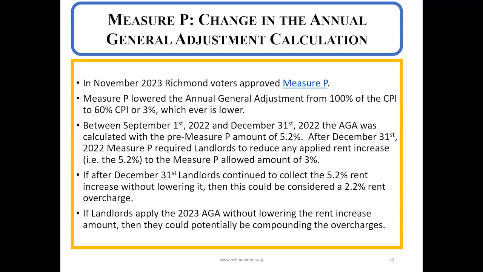Previamente, antes de la medida P, el ajuste generalizado anual se calculaba como 100% del índice del precio del consumidor. But Measure P changed that to be 60% of the consumer price index or 3%, whichever is less. Pero la medida lo cambió para que solamente sea 60% del índice del precio del consumidor o 3%, o cual sea menos de los dos.